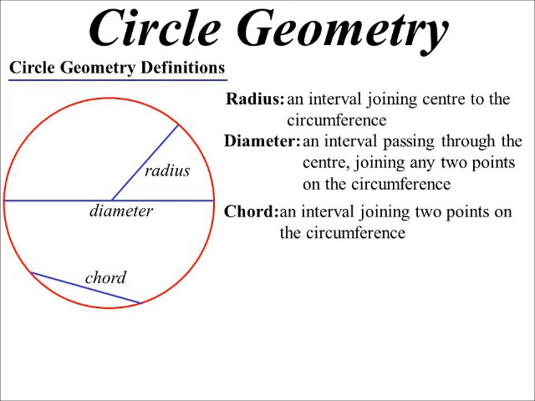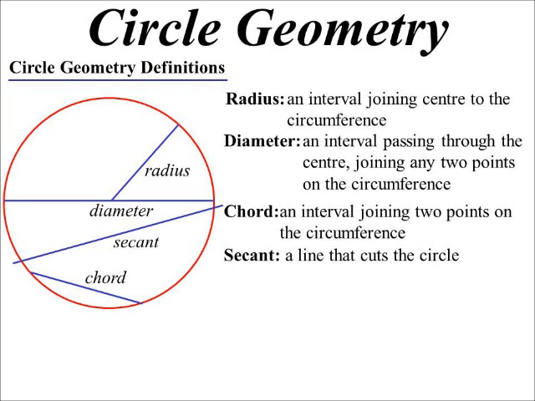A chord is any interval that joins 2 points on the circumference. So it doesn't have to pass through the centre, meaning the diameter is also a chord. It's just a special chord that passes through the centre.